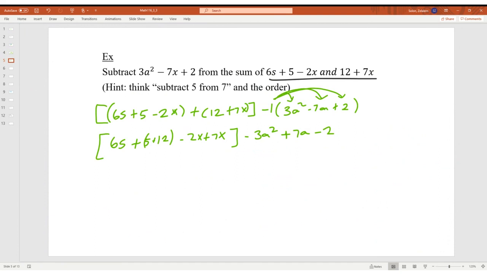So combine those like terms. I have 6s plus 5 plus 12 is 17. And negative 2x plus 7x is 5x. Then minus 3a squared plus 7a minus 2. Sorry, that's x. That's 7x, I think. Yeah, this one is 7x, it's not a. So you have to make a correction on this one.